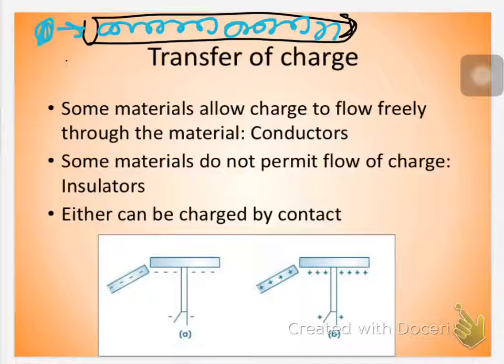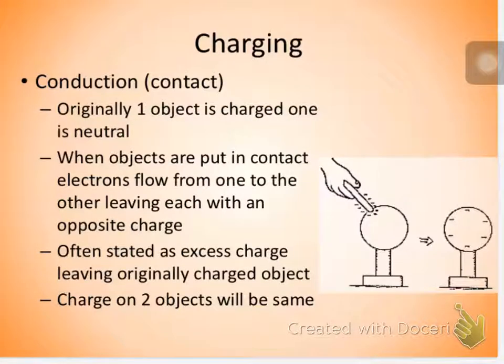So you can charge either one of these by contact. If you put a source of electrons and connect it to something, you can get a material to take extra electrons usually. Conductors will take them more readily than insulators, but you can charge up an insulator. And there are two ways to do that.